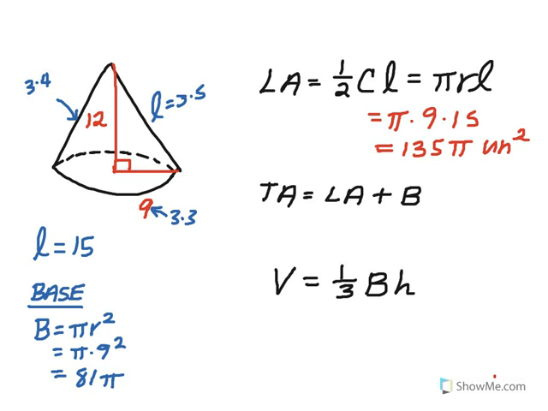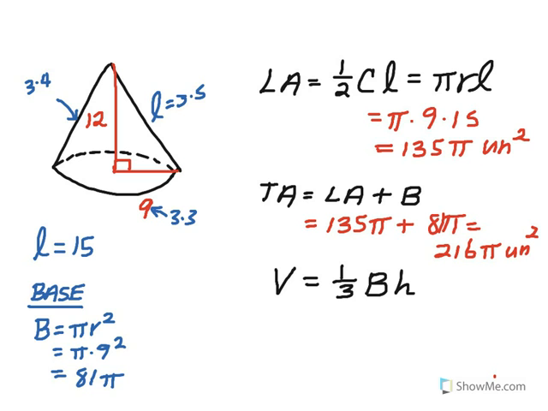Then total area is the lateral area of 135 pi square units plus one base area of 81 pi square units. So altogether that is 216 pi square units.